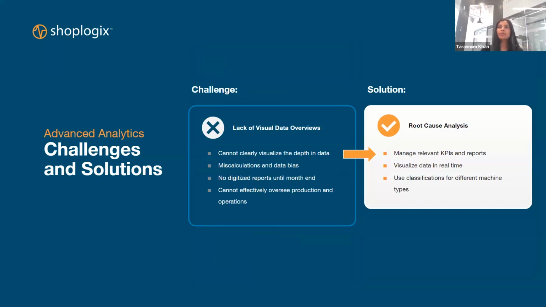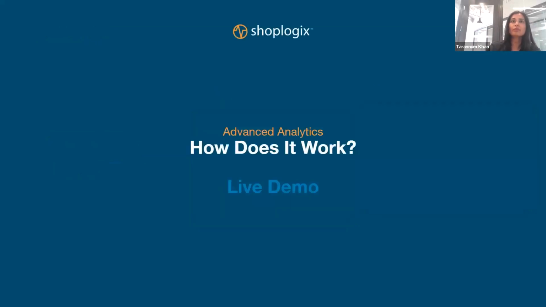So the root cause here, or the solution provided through advanced analytics to mitigate some of these challenges, is that we can manage the relevant KPIs and reports, and it can be done by anyone with lots of visibility and transparency, and at any time. It can also be done in real time if needed. So at the end of a shift, you're able to pull out what transpired and use classifications for different machine types. So you really have an understanding across your network of how the machines are performing, and can start to do some benchmarking that isn't one year later.